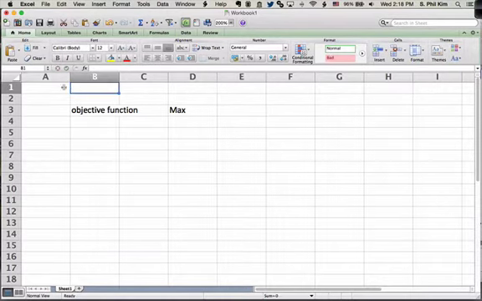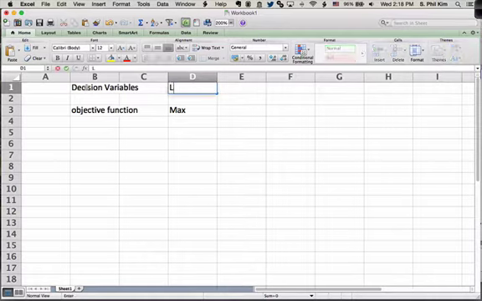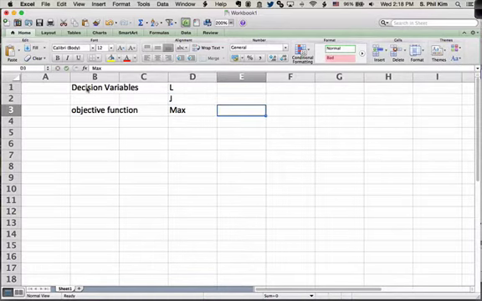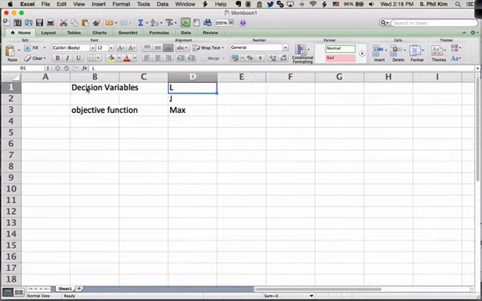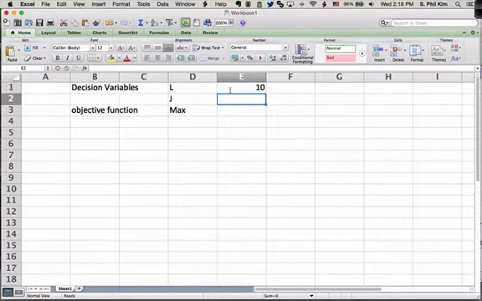Okay, let's define the decision variables here. Decision variables L and J, right? So I want to set what is L and what is J. So let's say I set L to 10, J is 5. This is just a rough initial value. Any number is fine because I don't know the solution. I don't know the feasible solution area. I just type in any number.